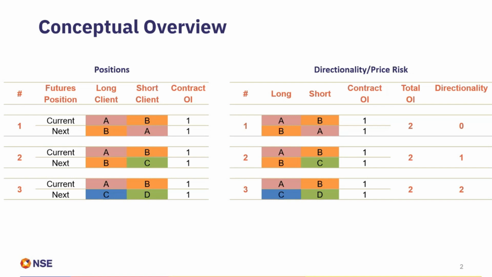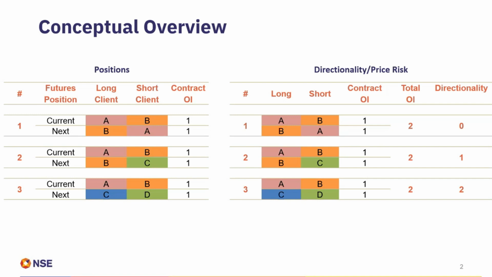In the first situation, both of them don't have a directional view on the market. They have a basis. If you see the second situation, in both contracts there is one person who has taken a directional view. In the first contract, client A has a directional view, and in the next contract, client C has a directional view. But client B does not have a directional view, as a spread position.